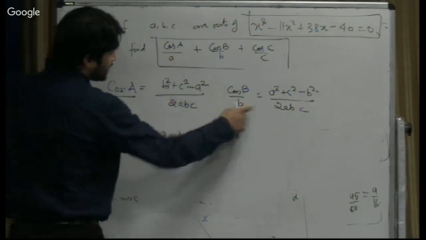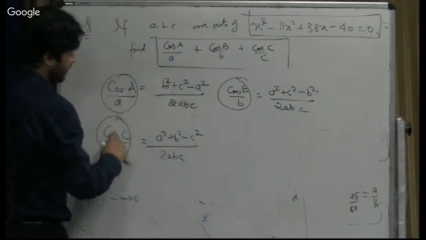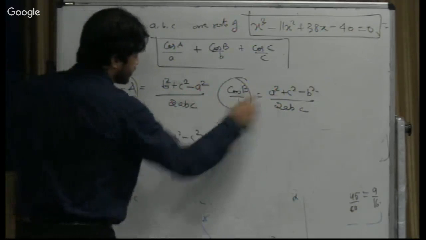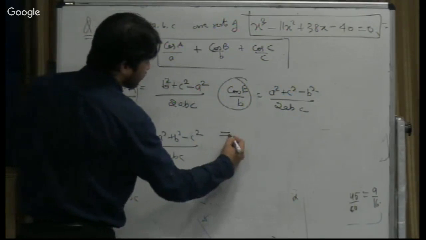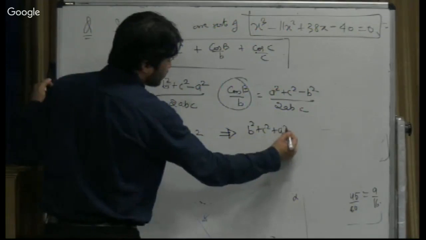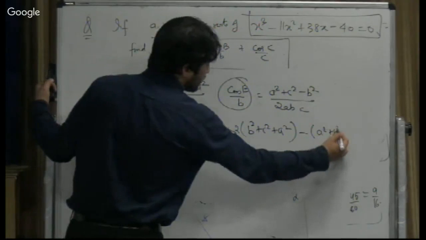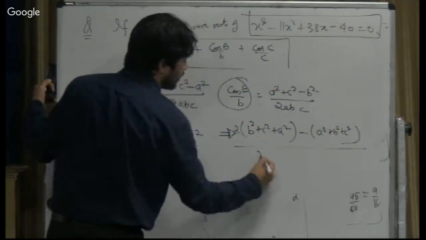Now if you add these three, on the left hand side you have this thing. So you can make it that if this plus this plus this is actually this plus this plus this. So I can make sure that it is nothing but B square plus C square plus A square ka twice minus A square plus B square plus C square upon 2ABC.